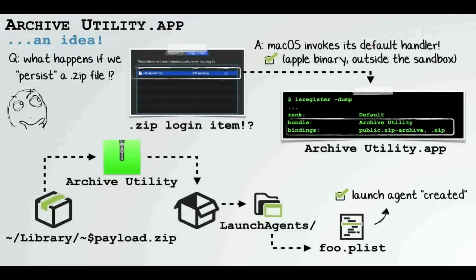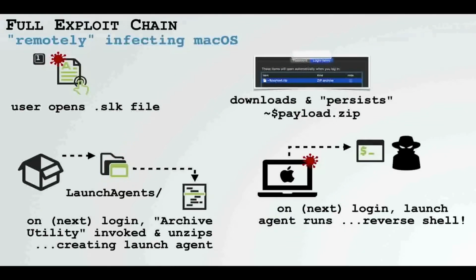So what do we put in the zip file? A directory named LaunchAgents. And in that, a launch agent property list. So now when we persist this zip file as a login item, on next login, the Archive Utility will automatically be invoked. This is allowed because it's an Apple signed process, and it will run outside the context of the sandbox, which means it can do things like unzip our file and create the launch agent directory and our launch agent property list for us. That is awesome. So this completes the full exploit chain.